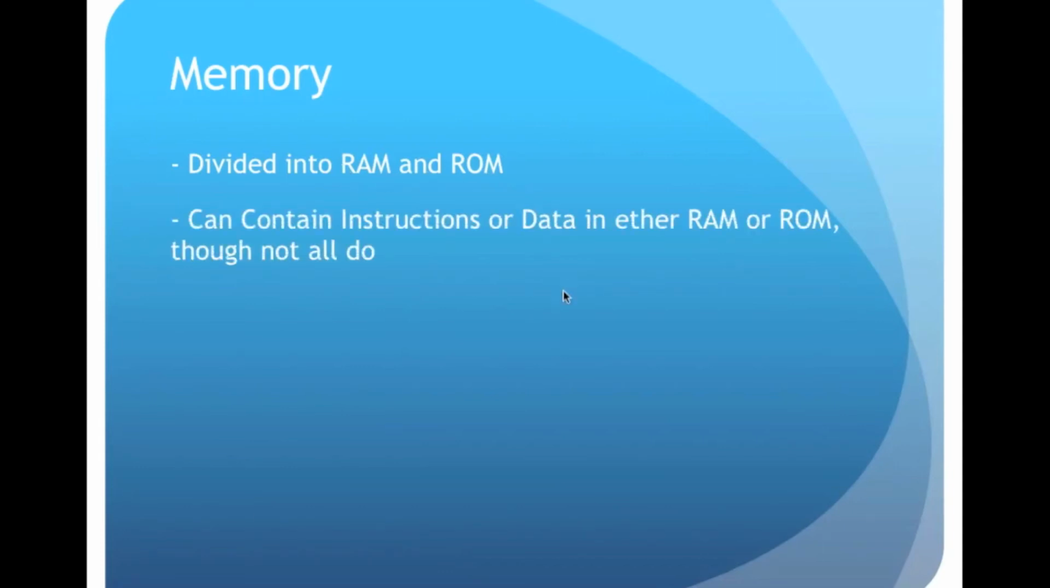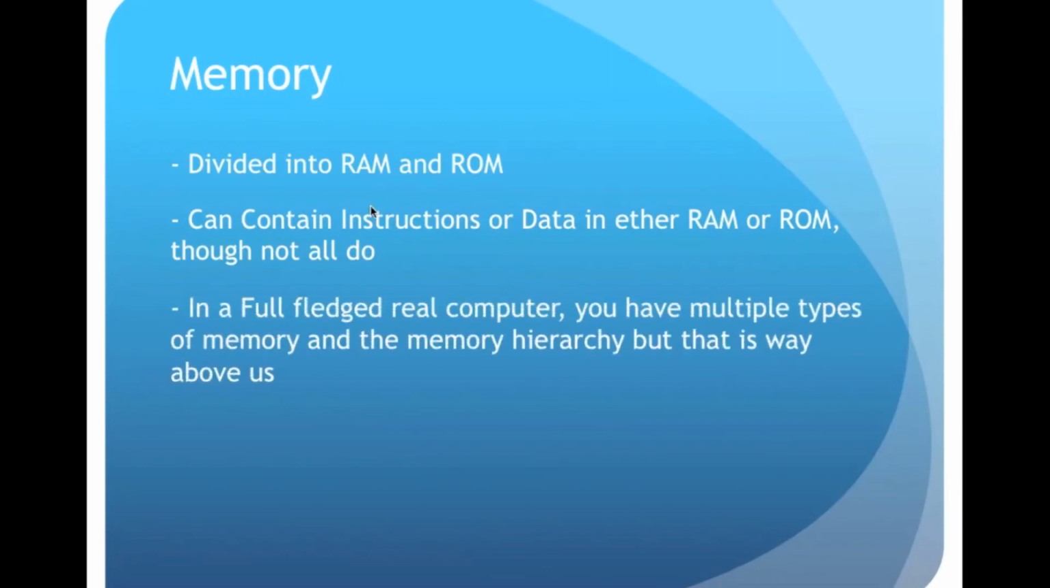Now we're going to get into memory. Memory is just how you store data, and it's divided into two things, RAM and ROM. If you remember, as I said at the start, you should know what these are. It can contain instructions or data in either RAM or ROM. Not all computers do this. In fact, a lot of computers only have instructions in ROM, and they only have data in RAM. But the one that we're going to be building is going to have both instructions and data in either RAM or ROM.